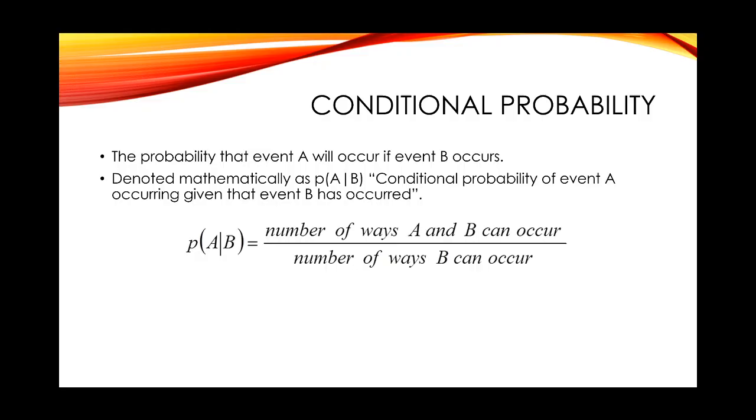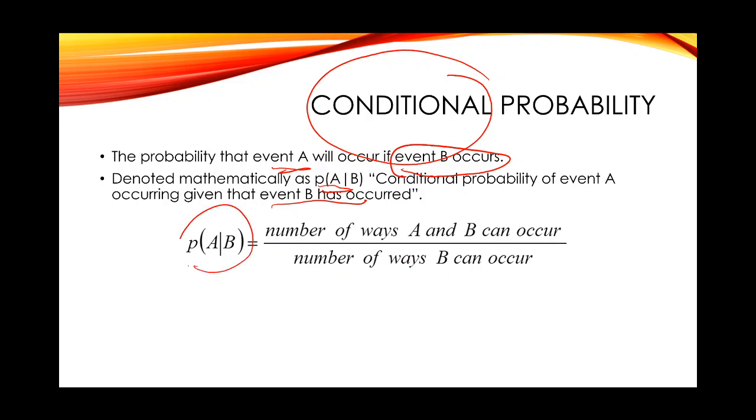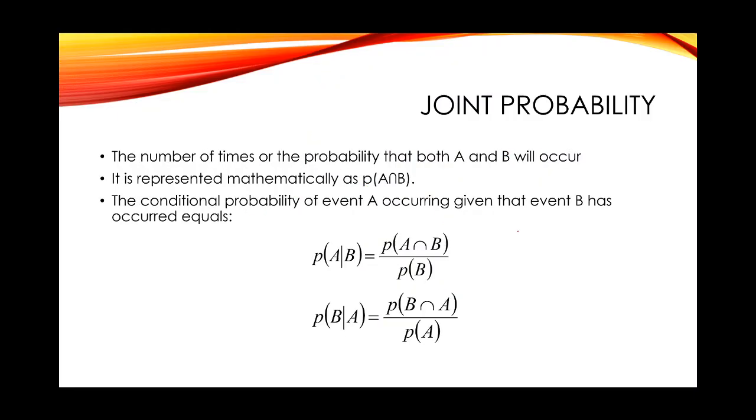In probability theory, one is the conditional probability. It is the probability that event A will occur if event B occurs. It is denoted mathematically as P(A|B), the conditional probability of event A occurring given that event B has occurred. In denoting conditional probability, it is the number of ways A and B can occur over the number of ways B can occur.